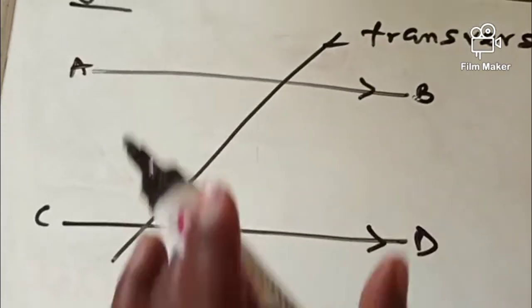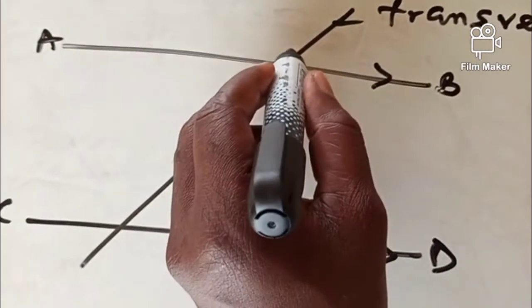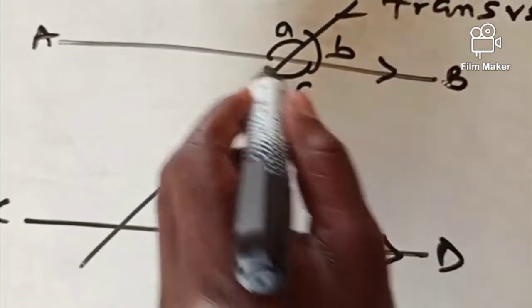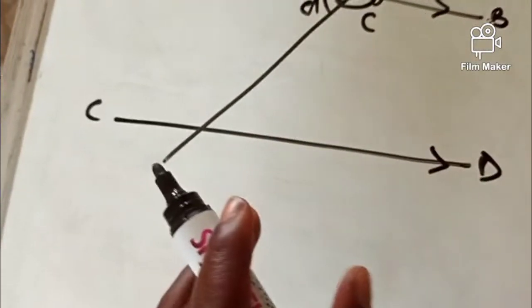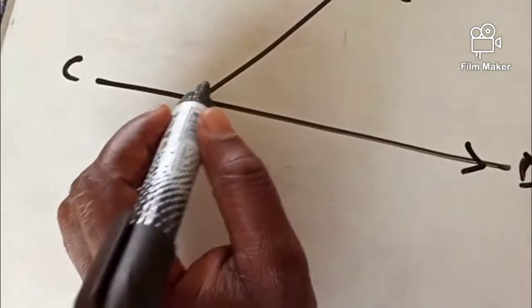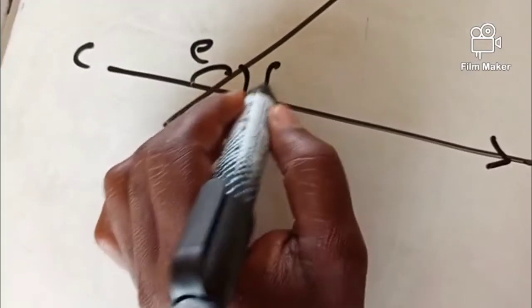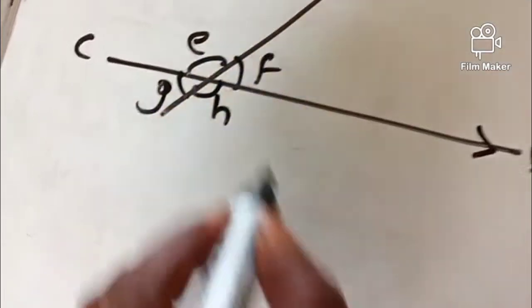Now, because of this transversal, on AB we are having four angles: angle A, B, C, and D. On CD we are also having four angles: angle E, F, G, and H.